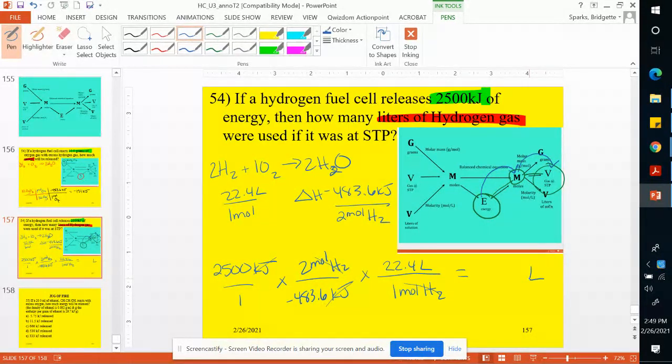And then one thing of note, you can't have a negative volume, and I just forgot to show this as a negative here. The energy is released, and so that's a negative value, and so negative and negative gives you a positive, which makes a lot more sense. And we come up with 232 liters worth of hydrogen gas is required to release that much energy. And I hope you find this helpful, and we will continue to practice this in the days ahead.